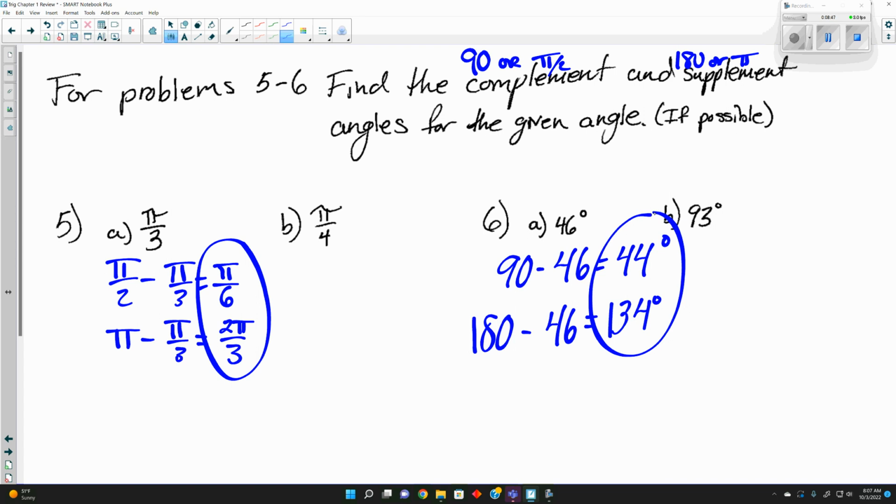Questions on any of this here? Or none? Because I think on the answer key, I just wrote none for complement. Or I think I just wrote none and then 87. Any other questions on 5 or 6?